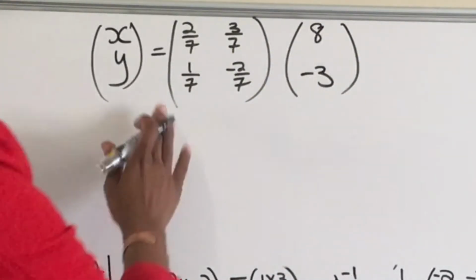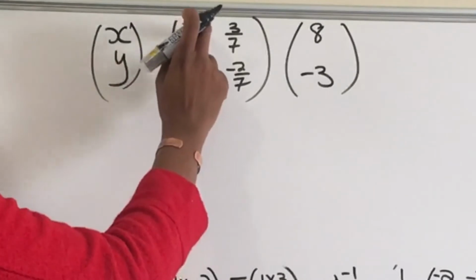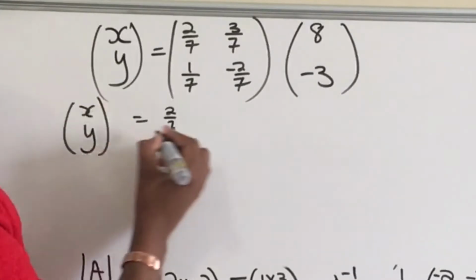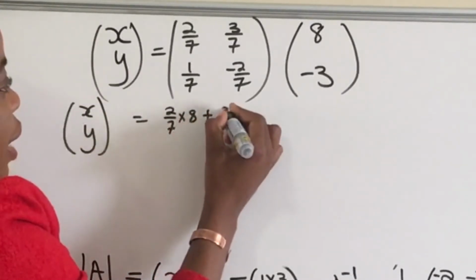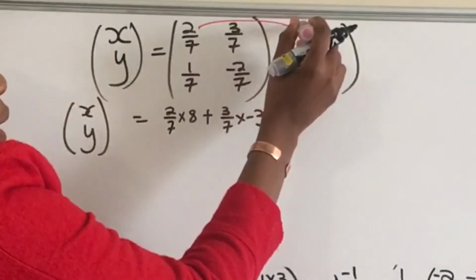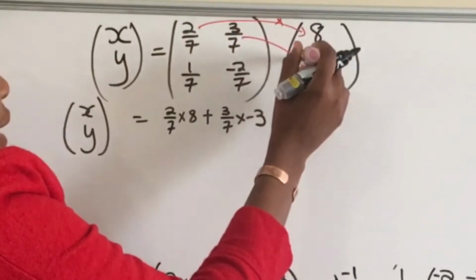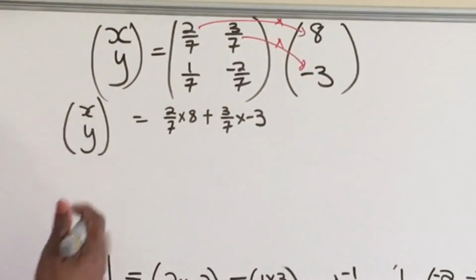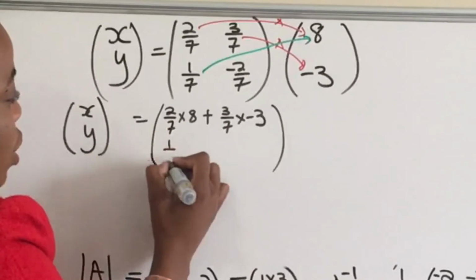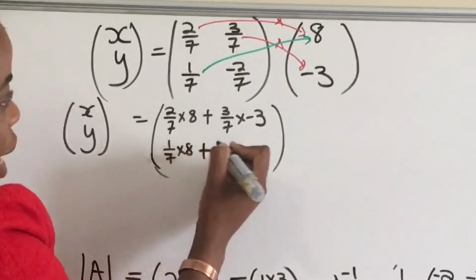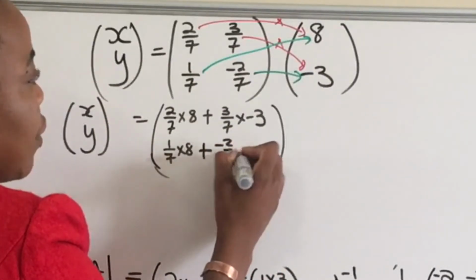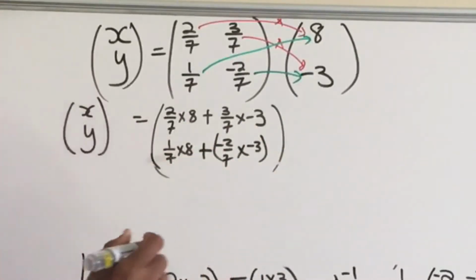Okay, now to multiply, this xy is going to be equal to 2 over 7 times 8 plus 3 over 7 times negative 3. That's how we multiply matrices, right? This times that plus this times that. And then at the bottom we will have 1 over 7 times 8 plus negative 2 over 7 times negative 3. That's basically what we are going to be having.